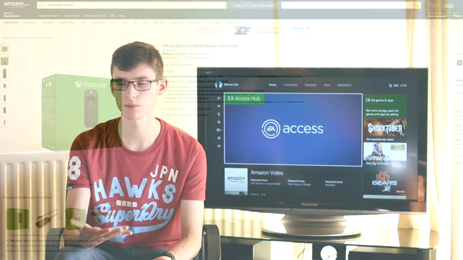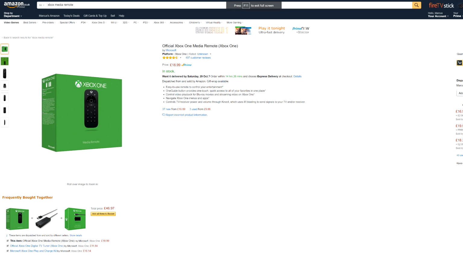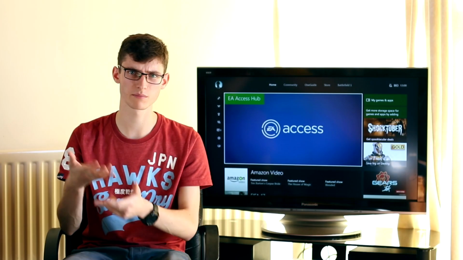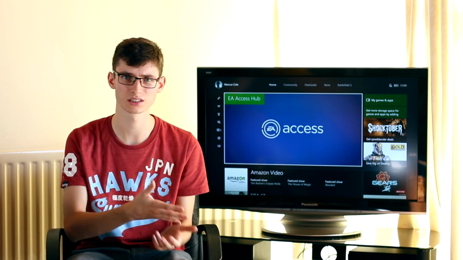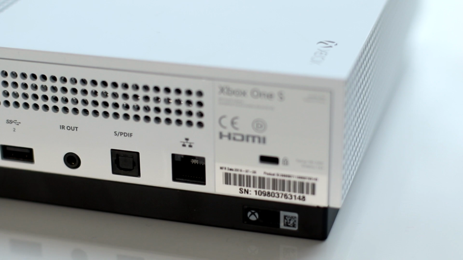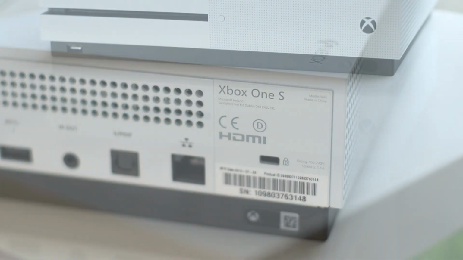Whereas you have to buy a separate remote if you want to do something similar with the Xbox, which is a little bit of a shame, but they're going for more of a media center thing where you plug everything into the Xbox rather than the other way around. And so then, those are all the new features of the Xbox One S.